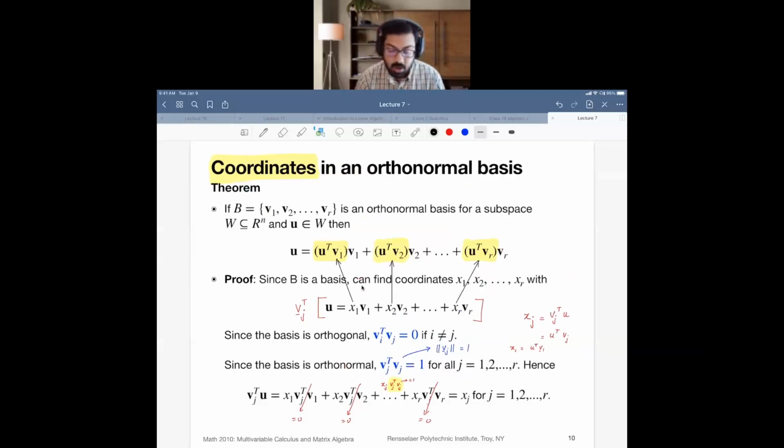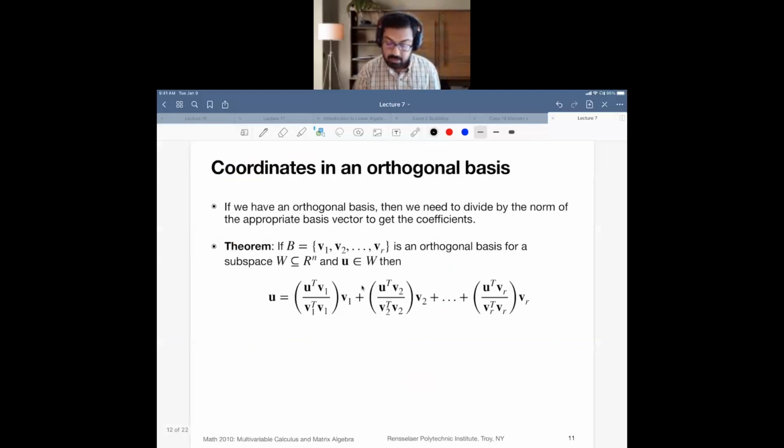So for coordinates in an orthonormal basis, all we need to do is take your vector in the subspace, in this example and proof we are considering U as that vector, and project it onto each of the vectors in my orthonormal basis. The projections will give me the coordinates. The projections are essentially the dot products. Let me move on here.